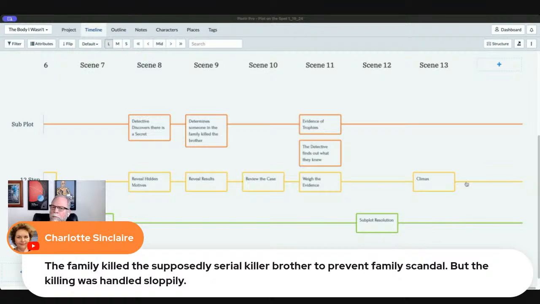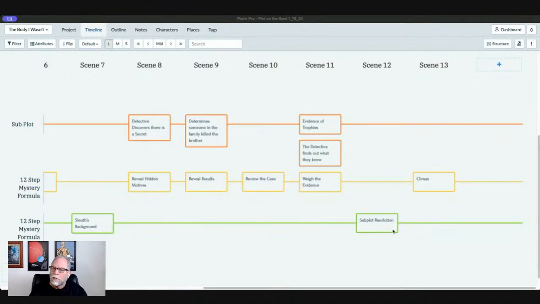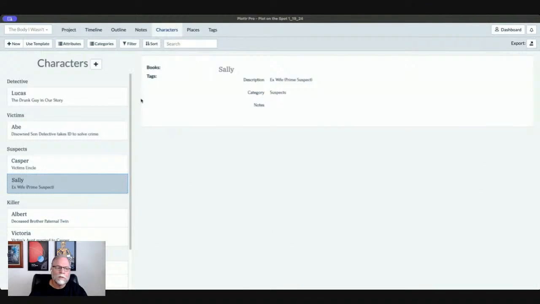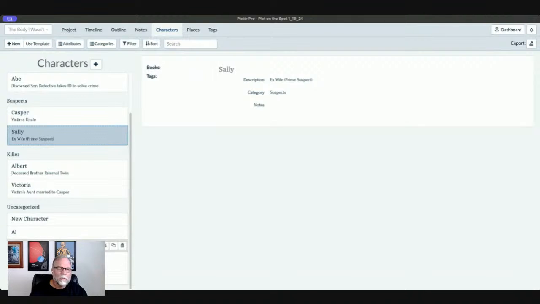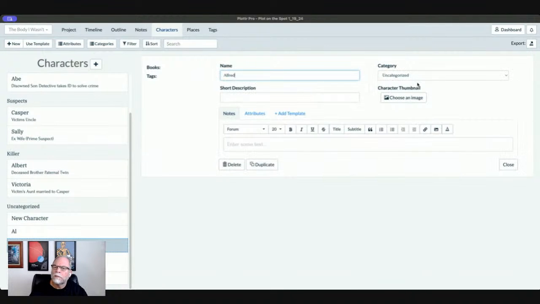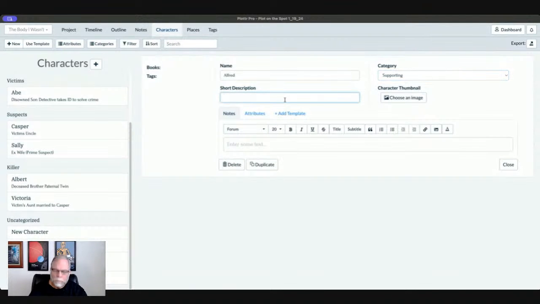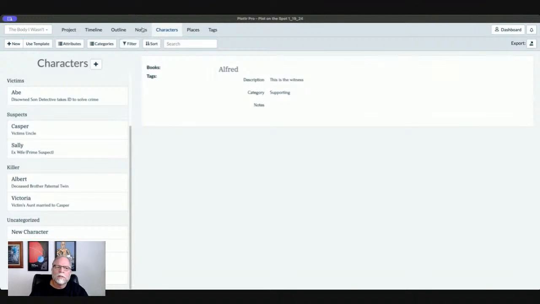Because the one thing we haven't talked completely about is the method of killing, right? So who's the witness again? Oh, we haven't identified the witness. Let's go into our characters and identify the witness. And we'll say that Alfred, we haven't categorized him yet. He is, we're going to call him supporting. This is the witness. Okay, so we've got a witness, but we've also got a method of killing.